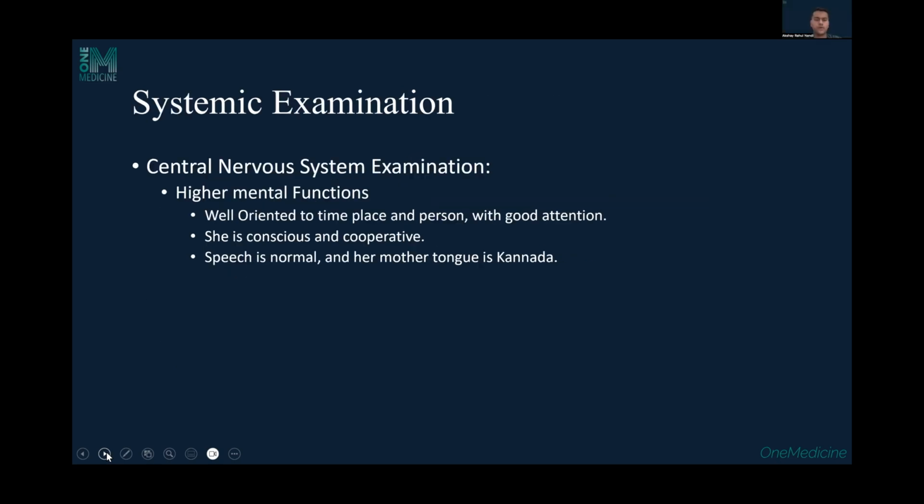On systemic examination of the central nervous system, higher mental functions were intact, where the patient was well oriented to time, place, and person with good attention. She is conscious and cooperative. Her speech is normal, and her mother tongue is Kannada. Why is the mother tongue Kannada in systemic examination? Because if we have to check for aphasia and any sort of speech abnormalities, it would be best tested in the mother tongue of the patient.